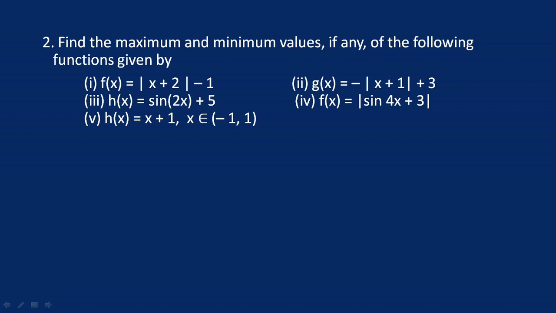Fifth, h of x is equal to x plus 1, where x belongs to the interval minus 1 to 1. So we have the first question, that is f of x is equal to mod of x plus 2 minus 1.